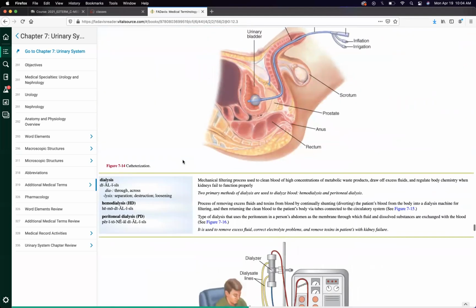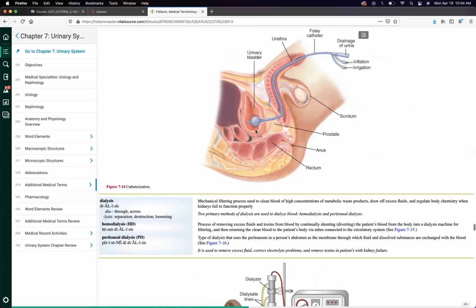We talked about that. Here's a catheter. See how we go there, and it's indwelling. And then we can irrigate it out because this is definitely a point source of infection. And also you have inflation of the bladder here to keep it in place.